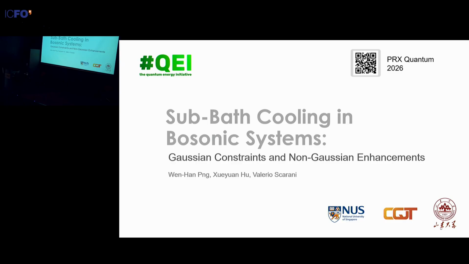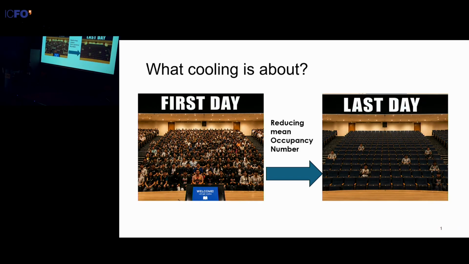Let me start by explaining what cooling is. As you can see throughout the conference, a nice analogy would be the occupation numbers you have on the first day and the last day. And I will use this. So cooling basically means reducing the mean excitation. And this also corresponds to lowering the entropy and the temperature of the system.